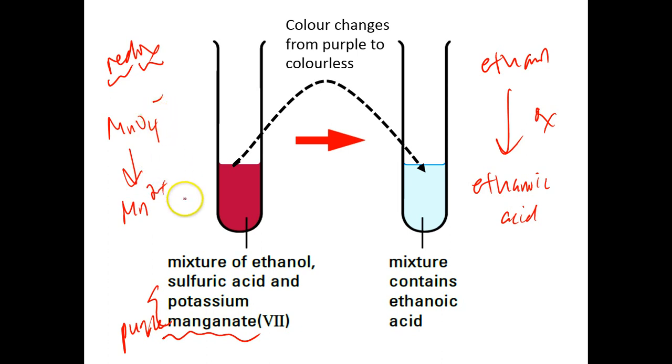So this is purple in color. This is pinkish, more towards colorless. So at the end of the day, you will see the solution change color from purple to colorless. When it is colorless, you know that the reaction is probably complete and you have your ethanoic acid.